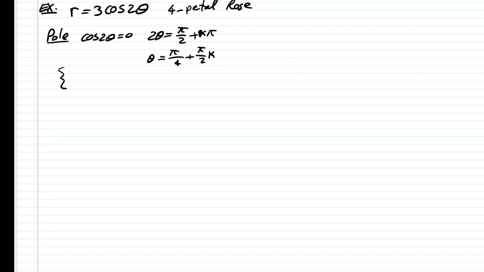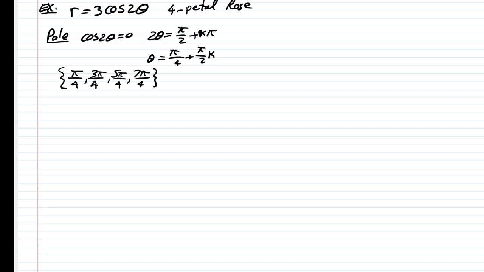So to write a few pole values between 0 and 2 pi, when k is 0, pi over 4. When k is 1, you have pi over 4 plus pi over 2, that's 3 pi over 4. That's like 45 plus 90. Correct? 3 pi over 4. The next one is going to be 5 pi over 4 and ultimately 7 pi over 4. So these are again the points where that rose will reach the pole, okay, at 4 different times.